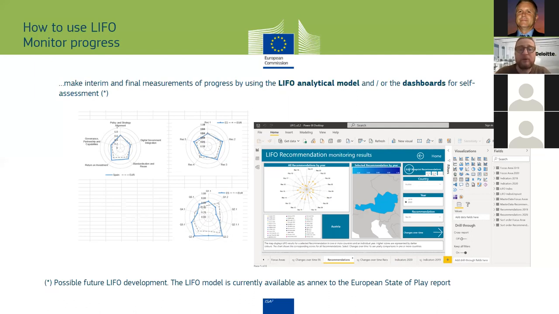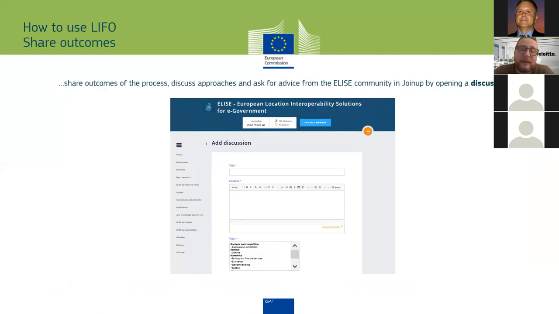So this is an example of how to use all resources of LIFO and the ULF blueprint jointly. It's very concrete, so it's not only a centralized process, but it's a process and a set of tools that can be used by all relevant stakeholders interested in discovering the power of location information. And we also suggest to exploit the feature offered by JoinUp to share outcomes of the process, discuss approaches, and ask for advice from the ELISE community in JoinUp by opening a discussion under the ELISE collection.